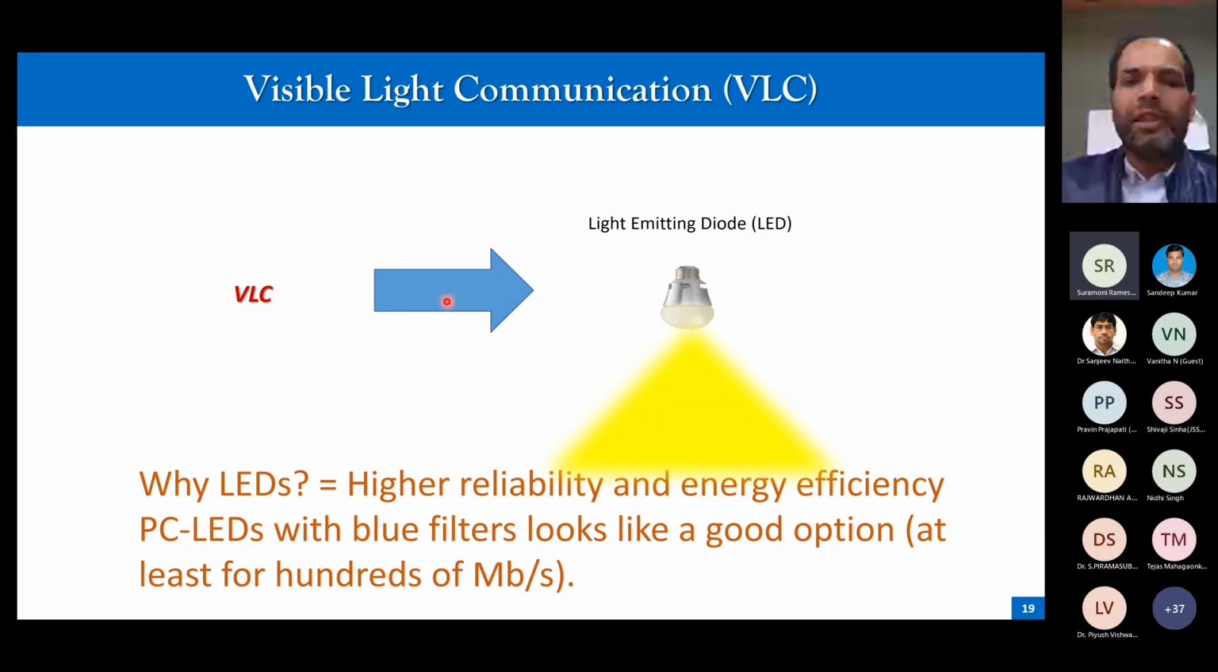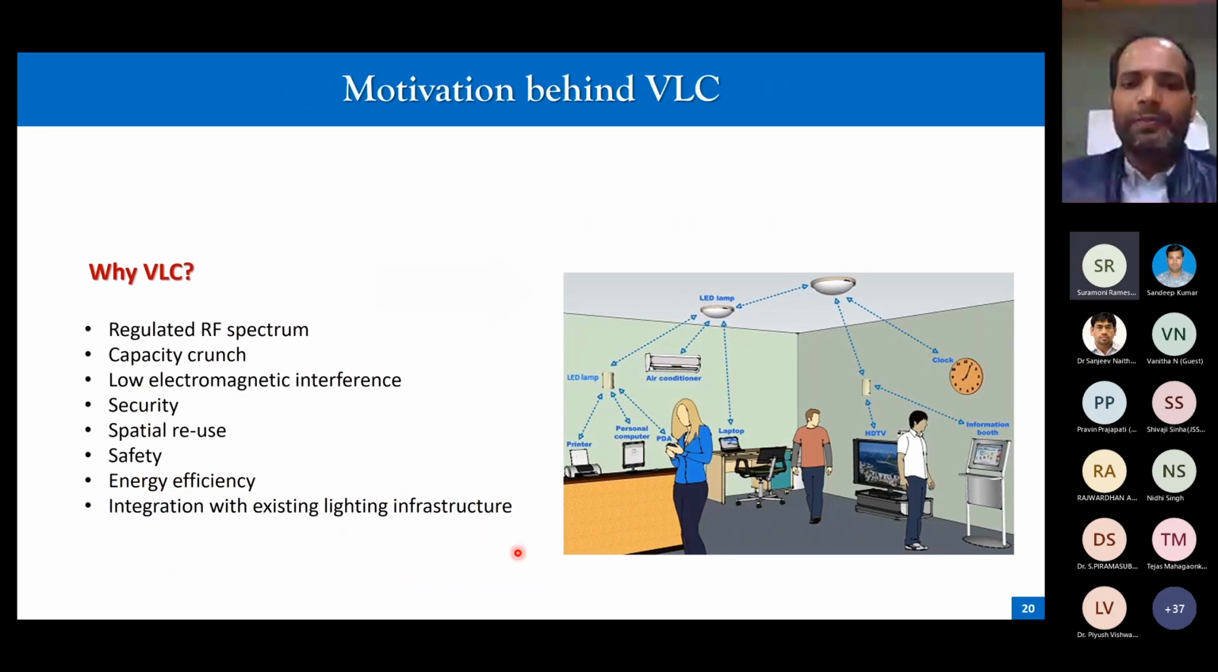So far we have been saying that we are focusing on visible light communication, which uses LED bulbs, and we know why LEDs now, because LEDs provide us high reliability and have a good luminous efficacy, which means higher energy efficiency. And the way we see it, we would be using phosphor coated LEDs with blue filters. It looks like a good option, right? At least for hundreds of Mbps.